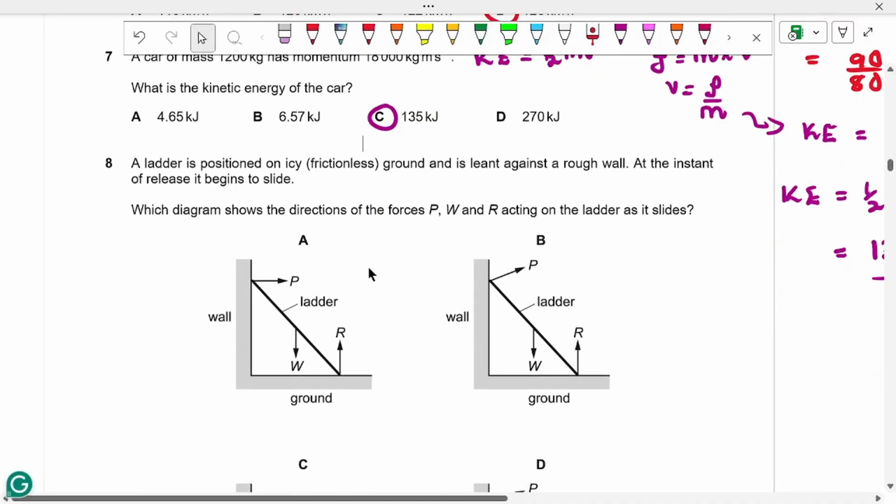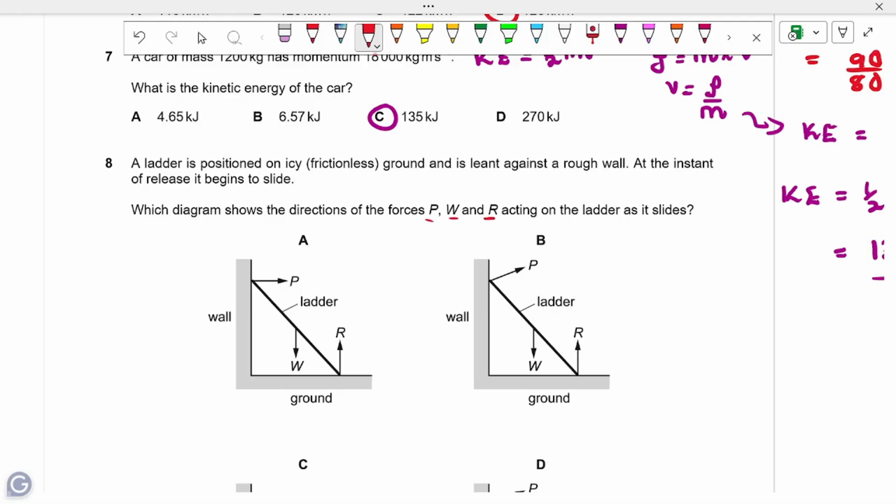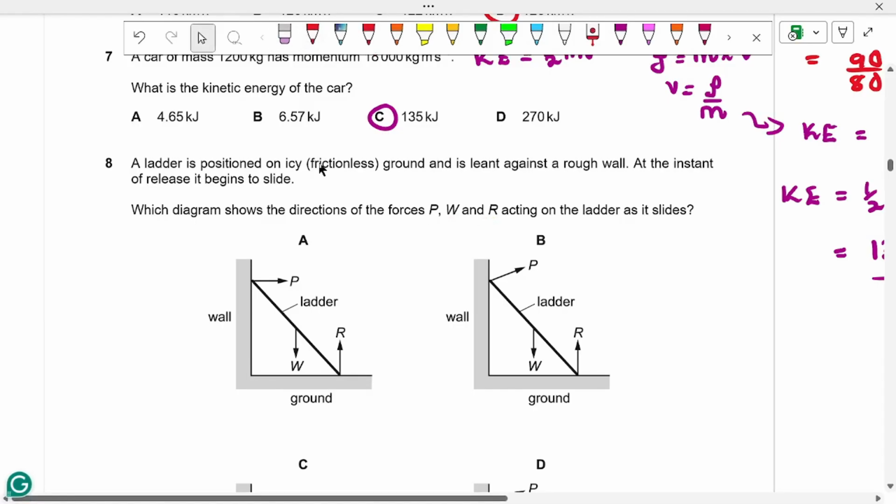A ladder is positioned on icy, frictionless ground. So you have a ladder over here, right? At the instant of release, it begins to slide. So your ladder is like that, and you're going to have a sliding ladder. We want to understand the direction of the forces P, W, and R acting on the ladder as it slides. So before we even do this, we want to understand what exactly is going on.